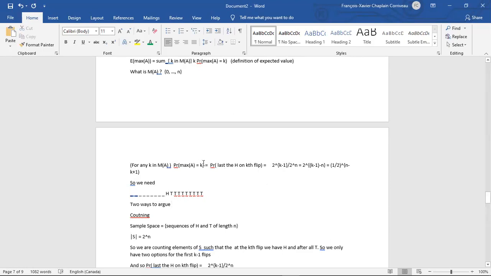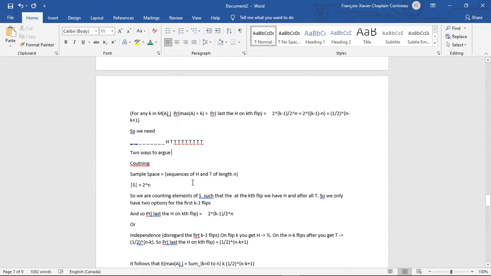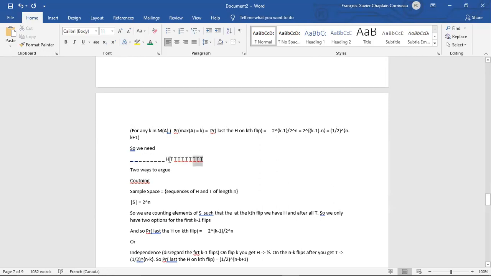For those that just joined, we're doing 6.20. If I have k in my set and it's my maximum, it means that I flipped a coin for k and I got head. But it also means that everything bigger than k was not put in my subset, so I had a sequence of tails. All my other flips after flip k are tails. And now, what is the probability of that happening?